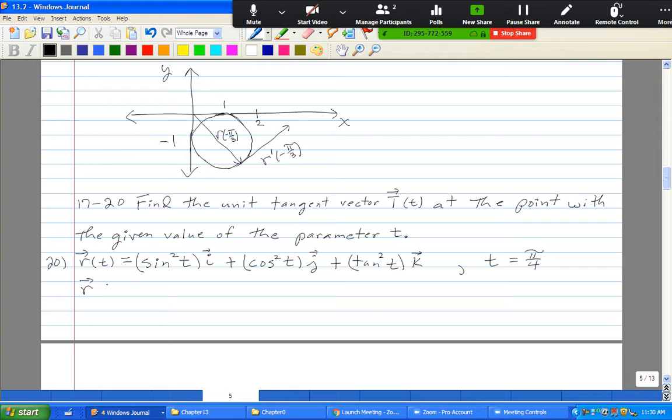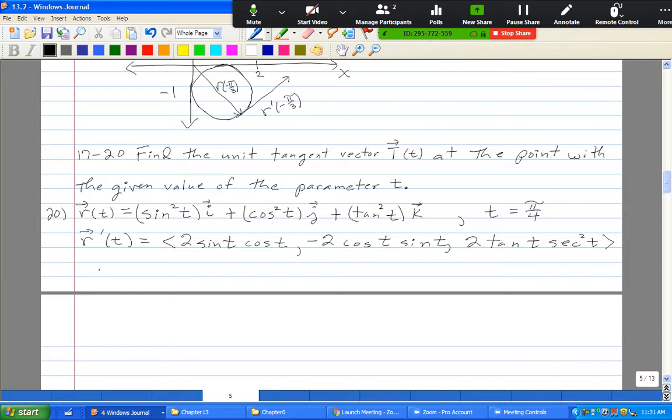Let's take the derivative. The derivative of sine squared is 2 sine t times the derivative of what's inside, cosine t. The derivative of cosine squared is 2 cosine t times the derivative of cosine t, which is a minus sine t. Lastly, the derivative of tangent squared is 2 tangent t times the derivative of tangent, which is secant squared t. Okay, so let's try to evaluate that when t is pi over 4.